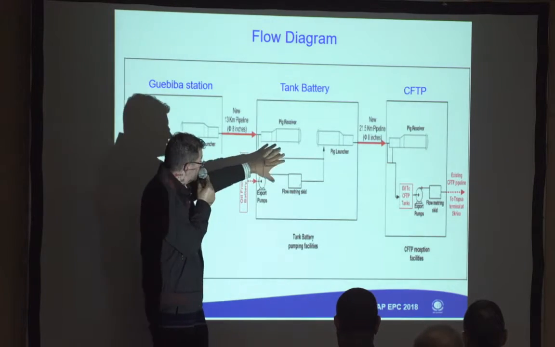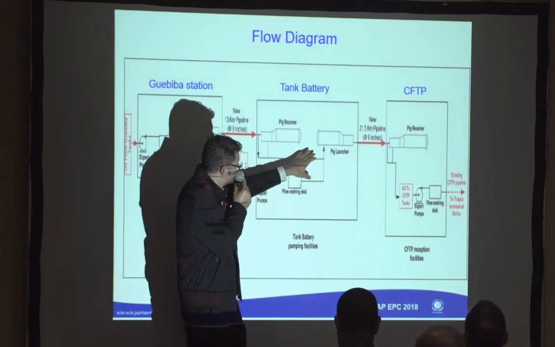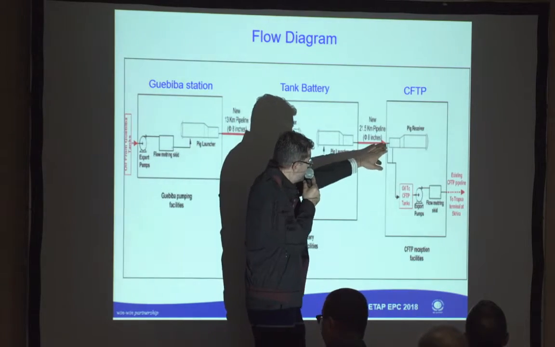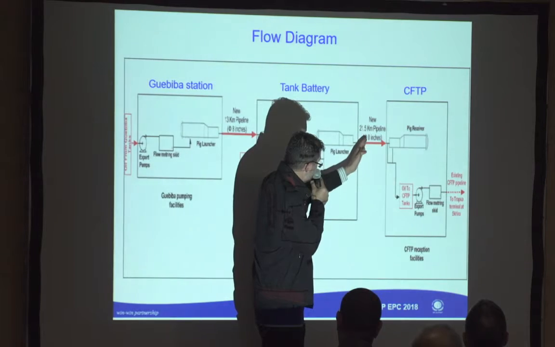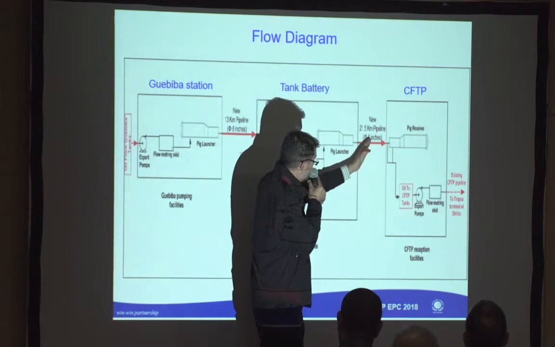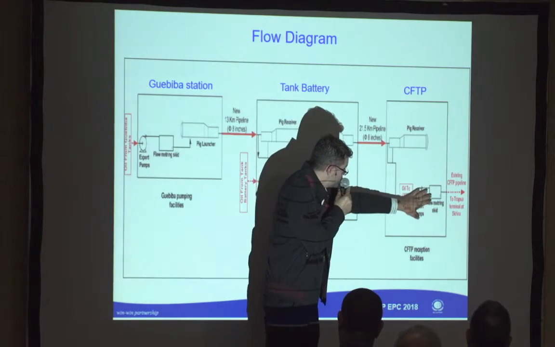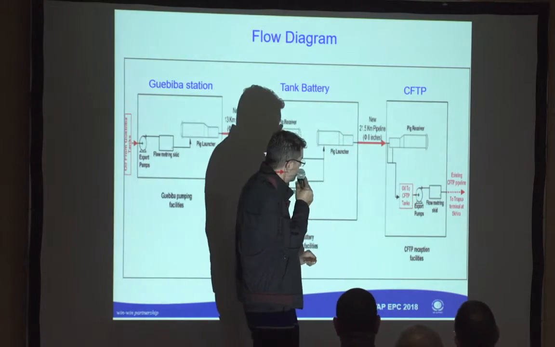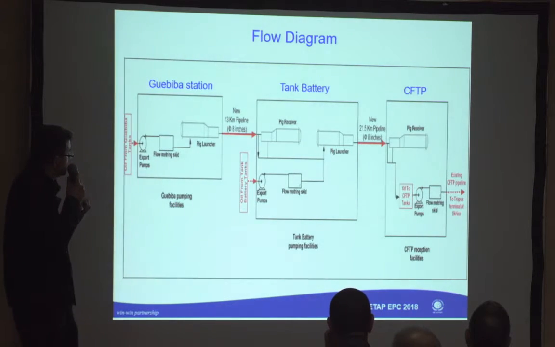After that, we built also a pumping station at the tank battery. The oil from Gbiba is mixed with the oil from the tank battery and pumped to CFTP, the delivery point, through a 22-kilometer, 8-inch diameter pipeline. Also within this project, we installed a more powerful pumping station at CFTP. So here, generally, is what was installed within this pipeline project.